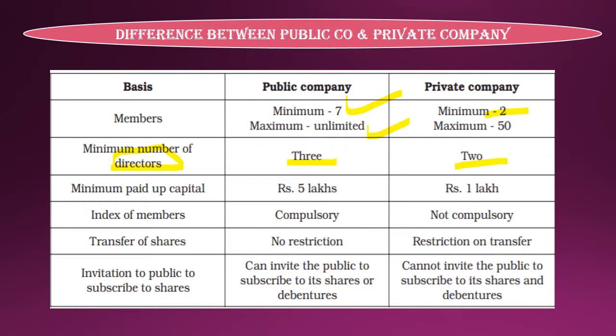Now, what is the initial capital you have to bring into the business when you're going to start a private company? It is 1 lakh. Okay. If you have 1 lakh of capital, you can start a private company. But in a public company, the minimum is 5 lakhs. That means whoever is entering, the minimum they have to bring in is 5 lakhs. Now, what is the number of members? Number of members here is compulsory 7. But here, to form a company, you need at least 2 members.